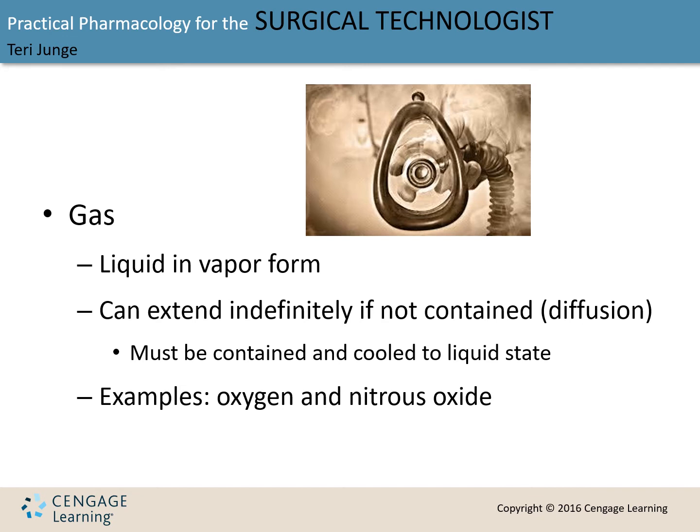So a gas can extend indefinitely if it's not contained. So gases are usually stored in pressurized cylinders that we call tanks, and typically they're color-coded. However, we shouldn't just assume that because a cylinder is green, it's oxygen. We really want to check the tag and just make sure that it is the thing that we think we are getting.